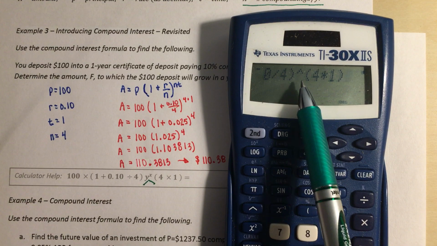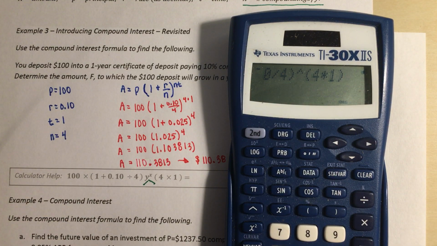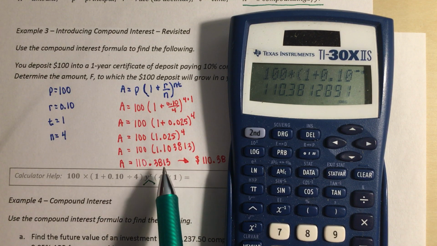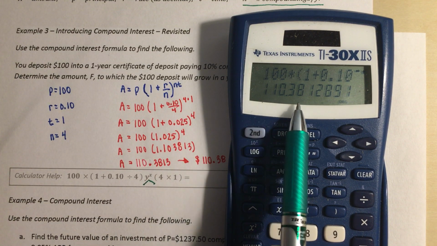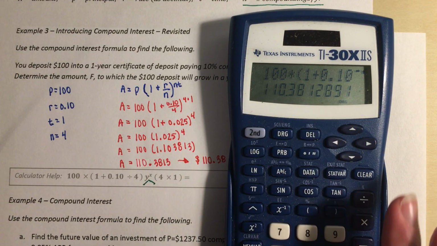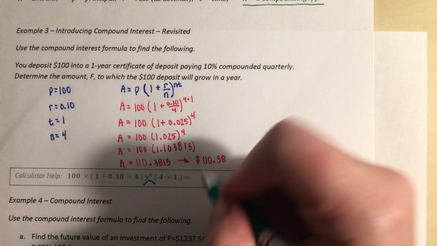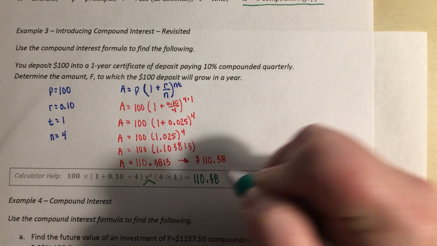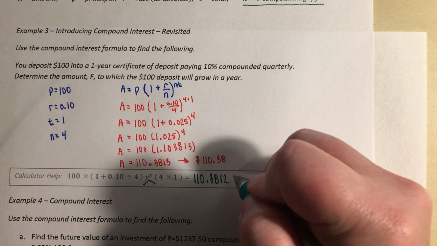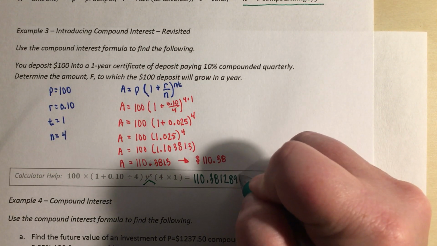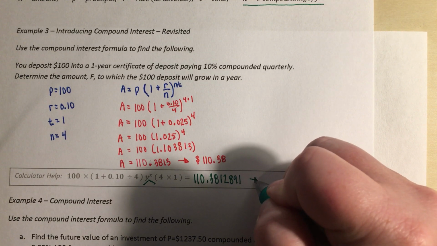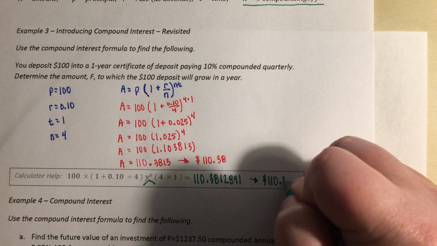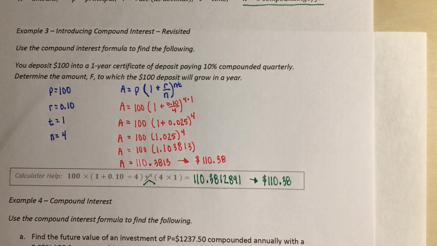All right, so now we see that caret button show up on our screen as well. Now we hit enter, and notice that we get what we had up here, 110.3812891, which we're then going to round off to $110.38.